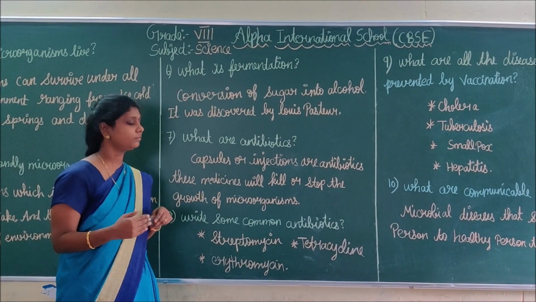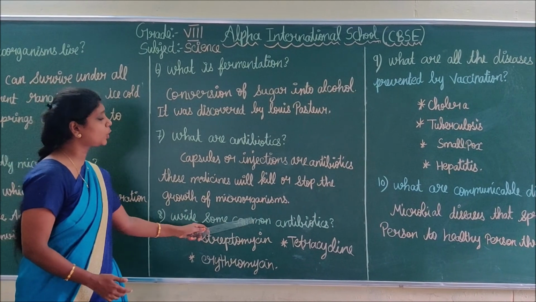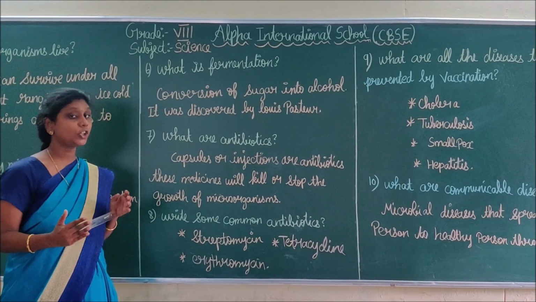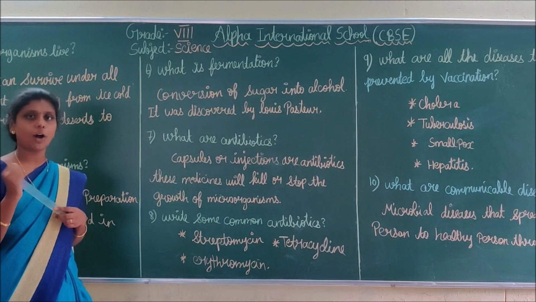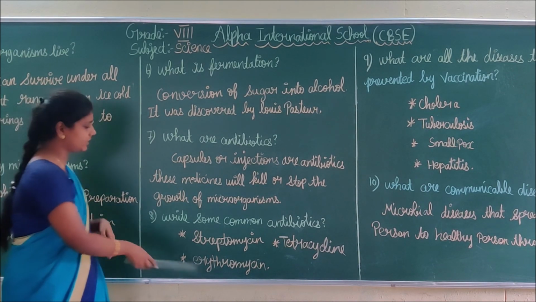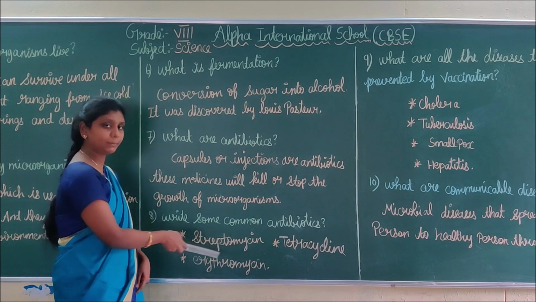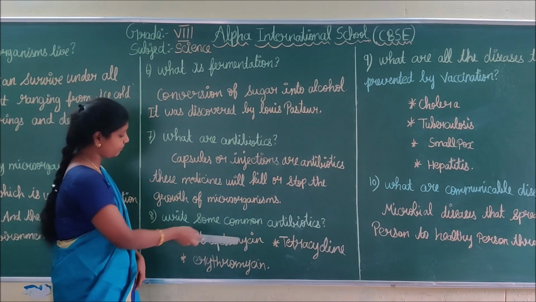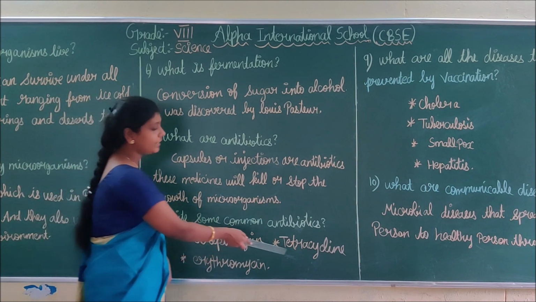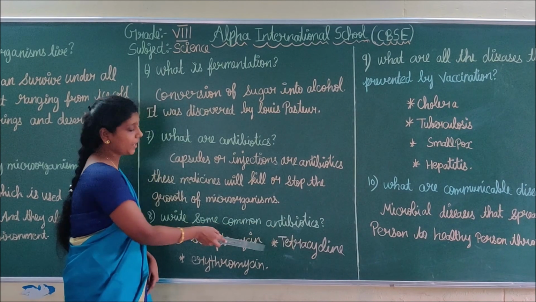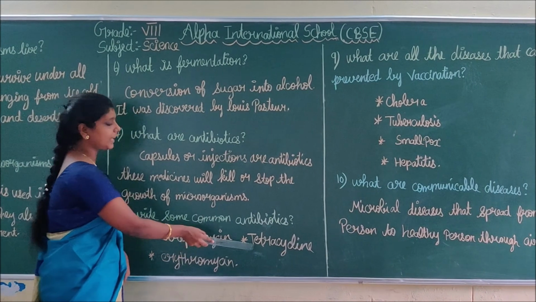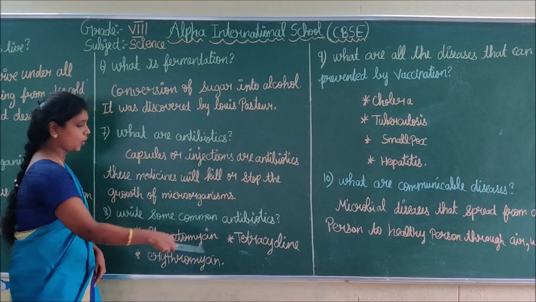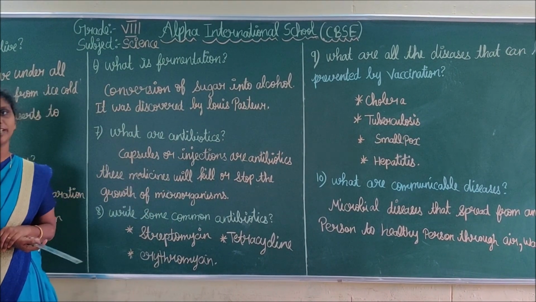Okay, do you understand? Next, write some common antibiotics. What are some common antibiotics? There are three common antibiotics. First, streptomycin. Repeat after me. Streptomycin, erythromycin and tetracycline. Okay. Streptomycin, erythromycin and tetracycline. These are all the common antibiotics.